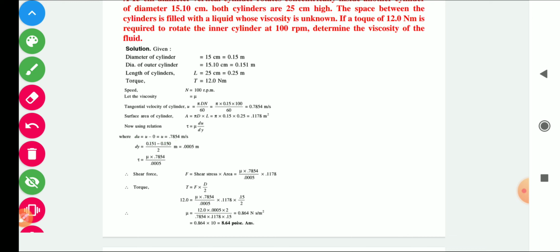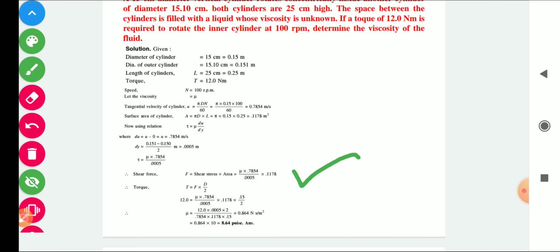Now again, the shear force will be equal to shear stress into area. Shear stress we have already calculated, and the area is 0.1178, the area is given. So if we put these values in this equation, finally we can calculate the shear force.